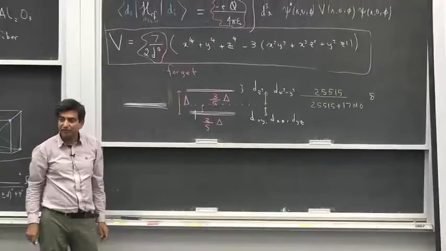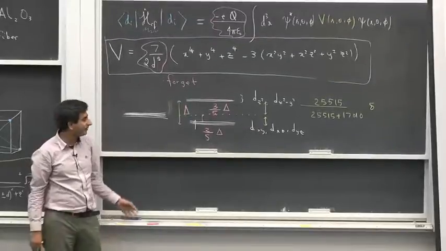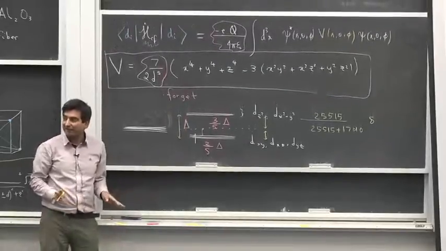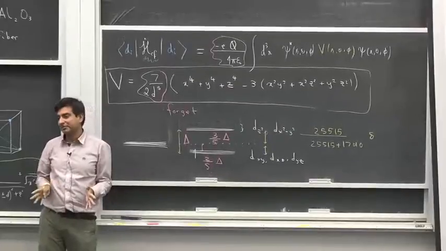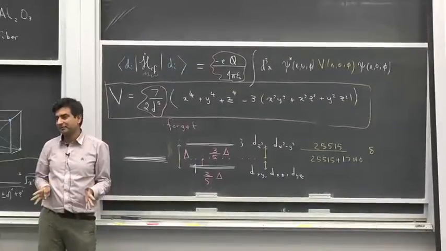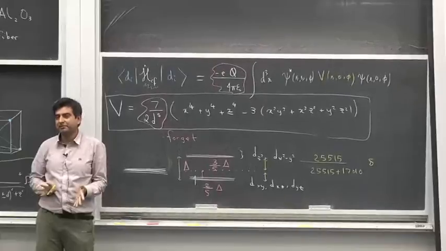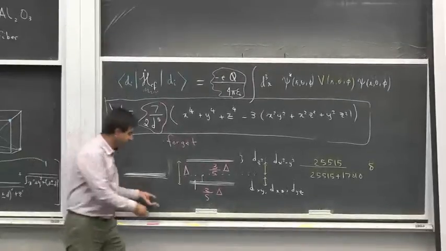We'll also see after a 5 minute break what's going to happen if we have more electrons, and what happens if the environment is tetrahedral. Alright, so let's take a 5 minute break. Let's reconvene in 5 minutes.